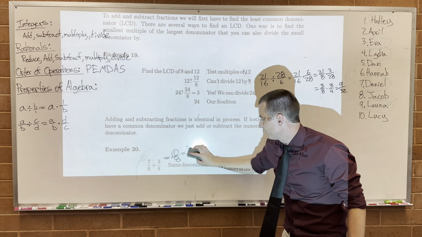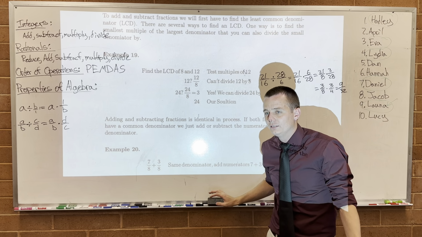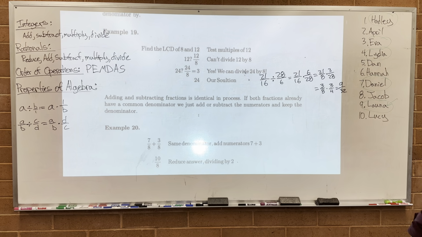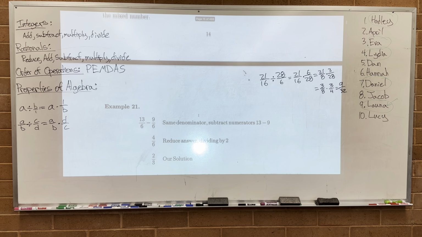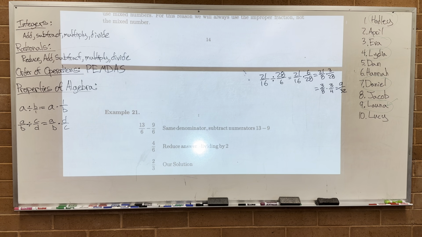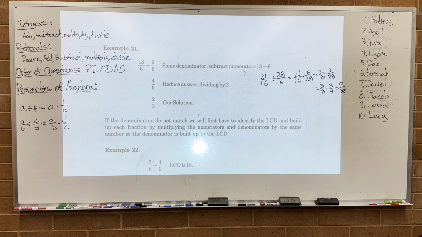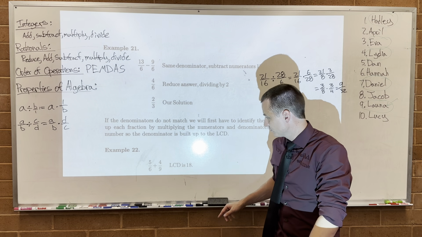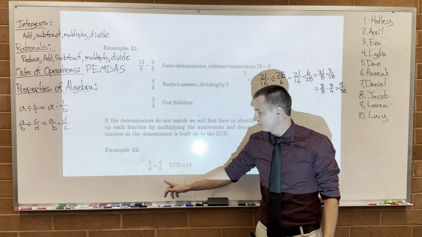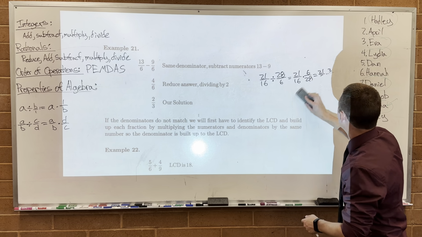Okay, so when you have the same denominator, nice and easy. It's only when we have a different denominator that becomes kind of a pain. That same denominator again. Don't think we need to do that. Okay, here's one with a different denominator. All right, so we have 5 sixths plus 4 ninths. What is our common denominator going to be?